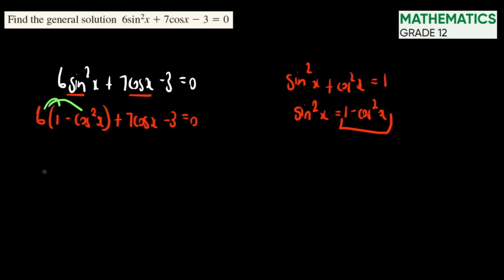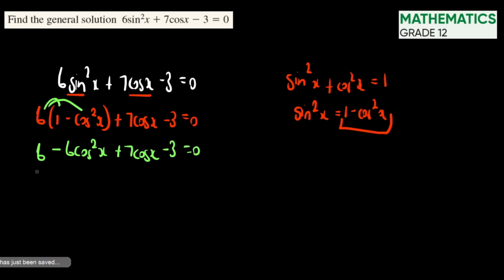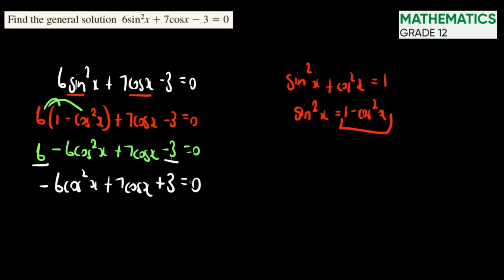Then we multiply in the bracket by 6, and I have 6 minus 6 cos squared x plus 7 cos of x minus 3 equals 0. We have like terms, 6 and 3. So we're going to write negative cos squared x plus 7 cos of x, and 6 minus 3 will give us 3, equals 0. We can multiply everything by this negative, so we have cos squared x minus 7 cos of x minus 3 equals 0.